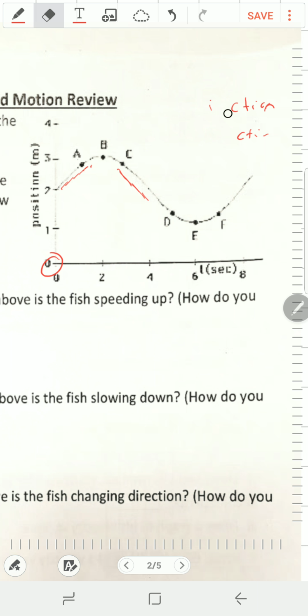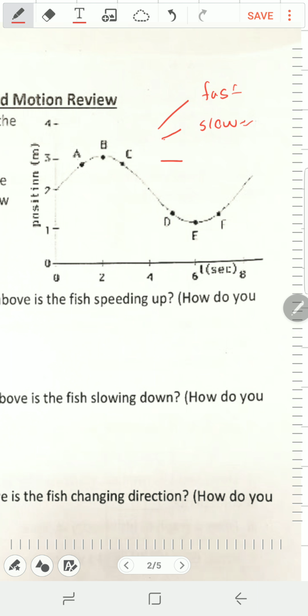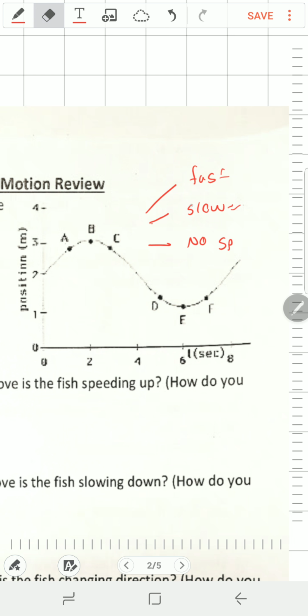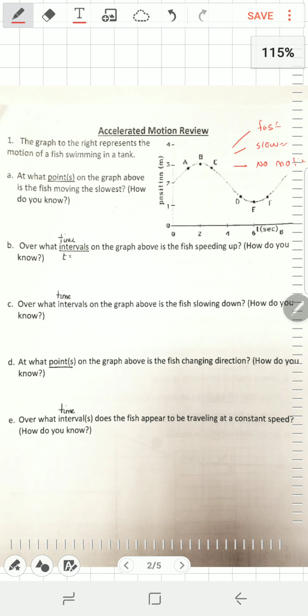Now, remember that the slope indicates how fast you are going. A steep slope indicates that you're going pretty fast. A medium slope indicates you're going slower, and then of course a flat line indicates there's no motion whatsoever. Again, this is not a velocity versus time graph. This is a distance versus time graph. So a flat line is no motion. No matter how much time goes along, you're not moving. So let's go back to these questions now that we have that covered.